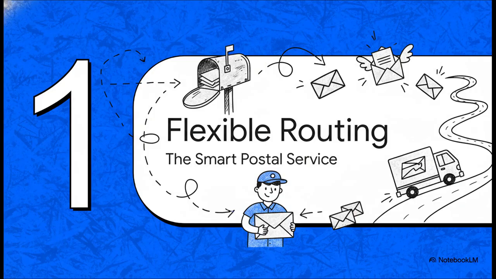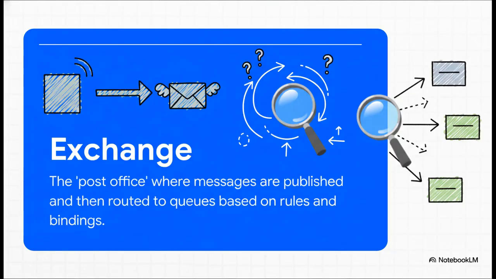Okay, so let's pop the hood on this smart postal service and see what really makes it tick. It all boils down to this idea of flexible routing, and it all starts at the post office itself. So in RabbitMQ, this post office is called an exchange. When one of your apps wants to send a message, it doesn't send it directly to another app. Nope, it sends it to an exchange. And the exchange has one job and one job only: to look at that message and figure out exactly where it needs to go next, all based on a set of rules.